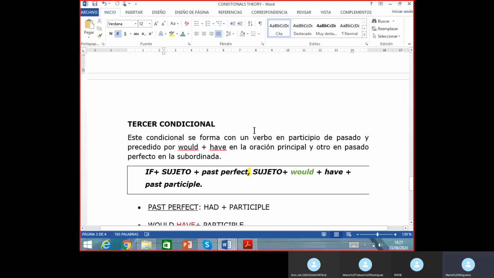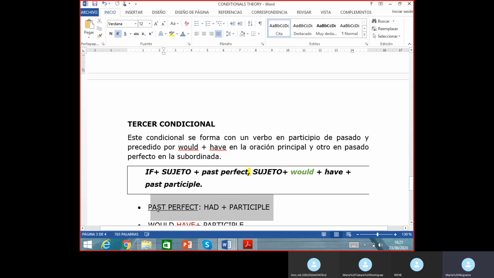And let's see the third conditional. This conditional is used for expressing regrets. Regrets. We're going to see the structure. If plus subject plus past perfect. I don't know why I have put sujeto instead of subject. Well, in any way. If plus subject plus past perfect.